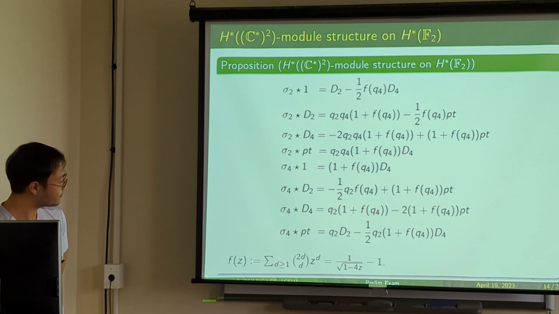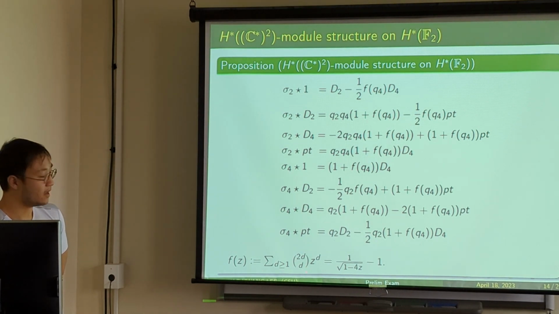Here, this function f is defined in this way. And then there is a central binomial coefficient, and that is related to some invariant. Then I'll tell a little bit more about my computation for this list of structure.